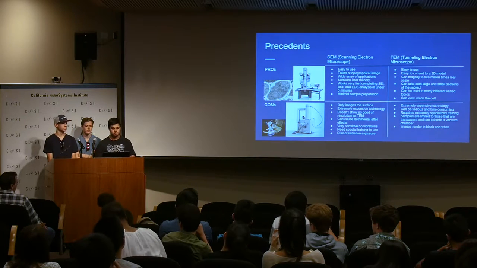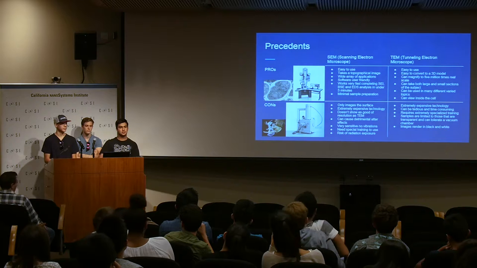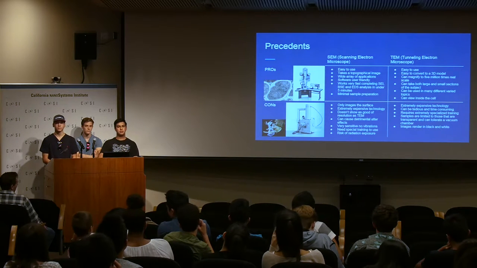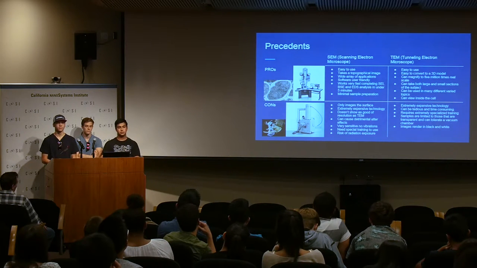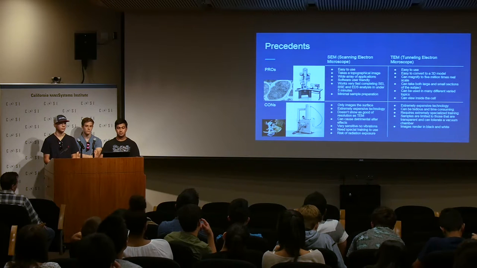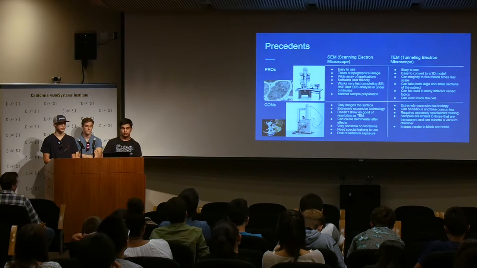Okay, so currently, to study the microbiomes, scientists are using two types of electron microscopes so that they can see the smallest objects. They're using the SEM and the TEM. So the SEM is the scanning electron microscope. Some of the advantages of this microscope are that it's easy to use and takes a topographical image, which means it only shows the top layer, so it's good for studying the surface and the shape, and it requires minimal sample preparation.